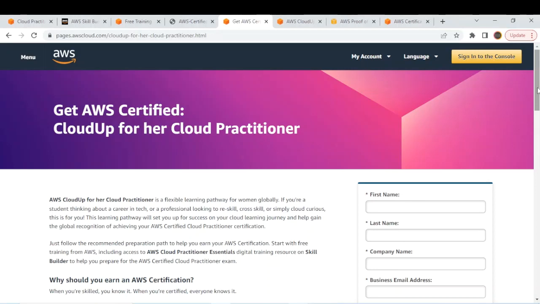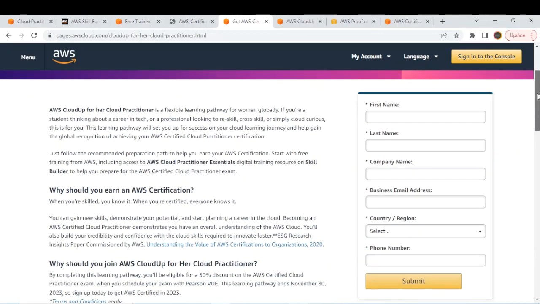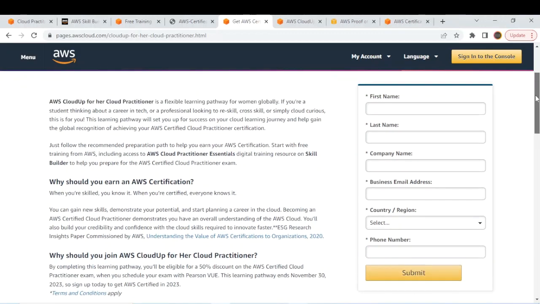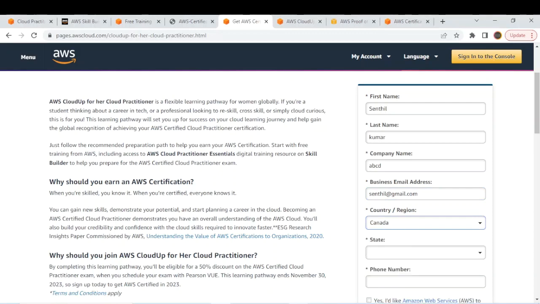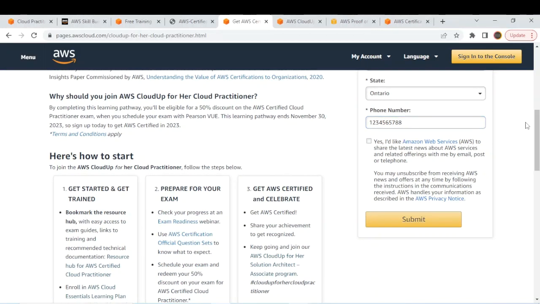Now let's see how we claim the free vouchers, and this is where you can claim them. So come here. You can feed your names. Fill out the information, for example, Senthil Kumar, company ABCD, and then it's asking for the business email, so put your email address and fill out the country. It's asking for the state. So fill out and submit the form.